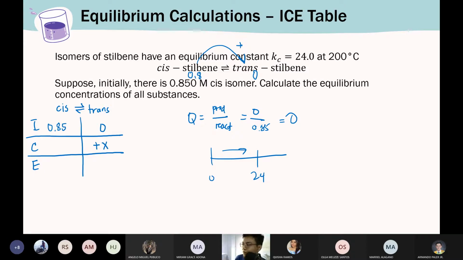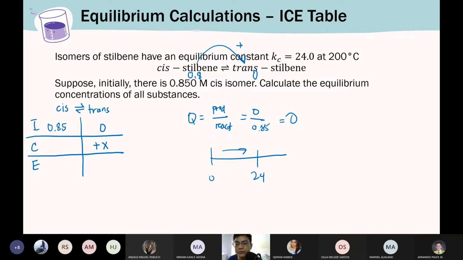What should be the sign of the change? Positive on the product side, right? Because that's where the reaction is going, to the right. Now, how about the cis? What is the change? It is negative, correct?